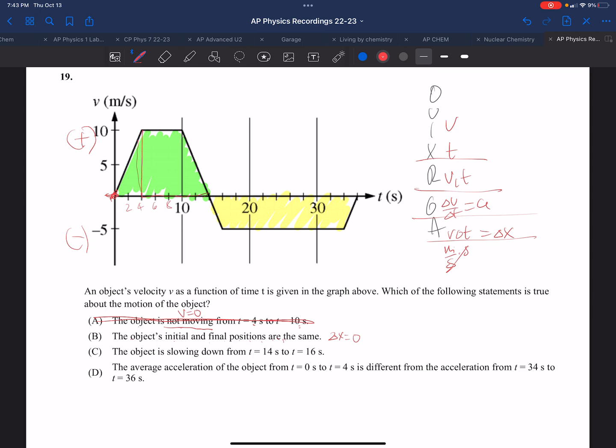So we have this, which is a 4 by 10. So that's 40, and half of that is 20. And then here we have a 4 to 10, which is 6 by 10, which is 60. And here we have another 4 by 10, which is another 20. So this represents positive 100 meters.